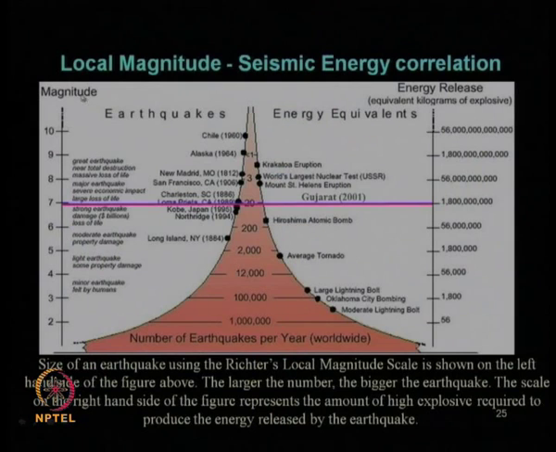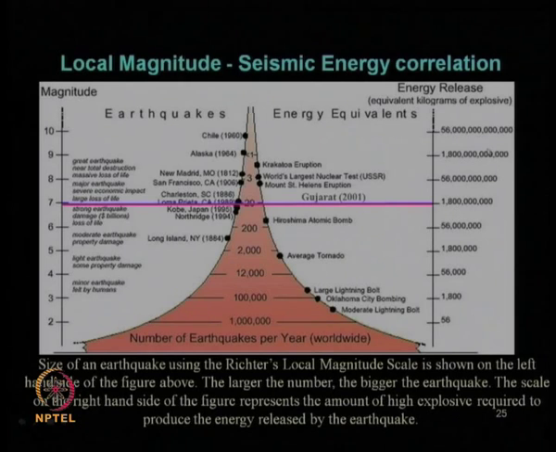So this picture shows local magnitude and seismic energy correlation. The size of an earthquake using the Richter or local magnitude scale is shown on the left hand side. So this is the magnitude scale in Richter magnitude or local magnitude, and the larger the number, the bigger the earthquake, quite obvious. The scale on the right hand side shows the amount of high explosives required to produce the same amount of energy released during that magnitude of earthquake. That means, if you want to equalize the energy, these are the equivalent kilograms of explosive you require to get such a magnitude of earthquake.